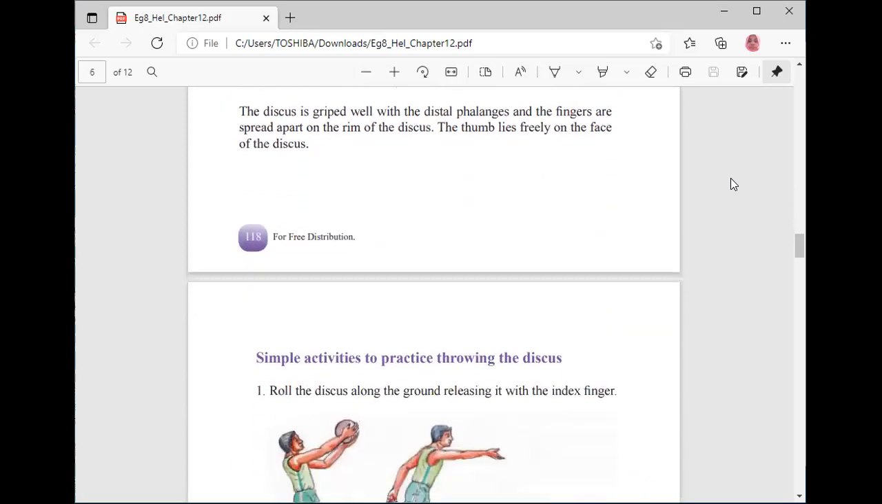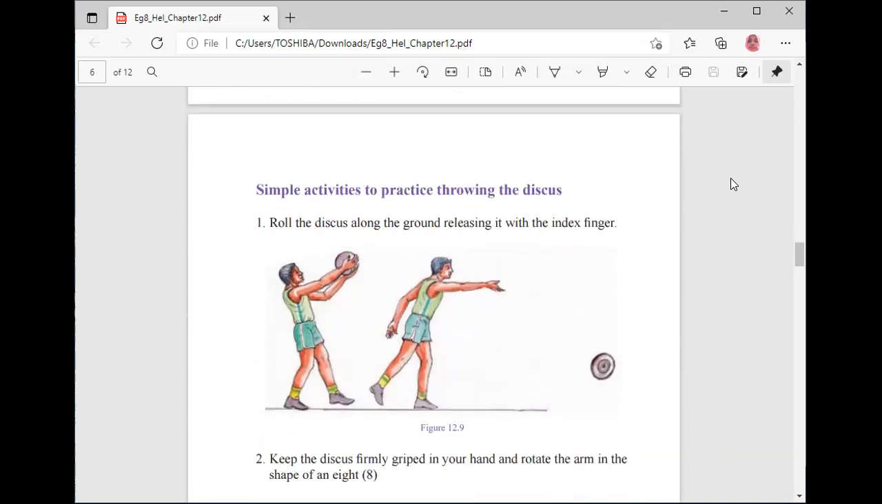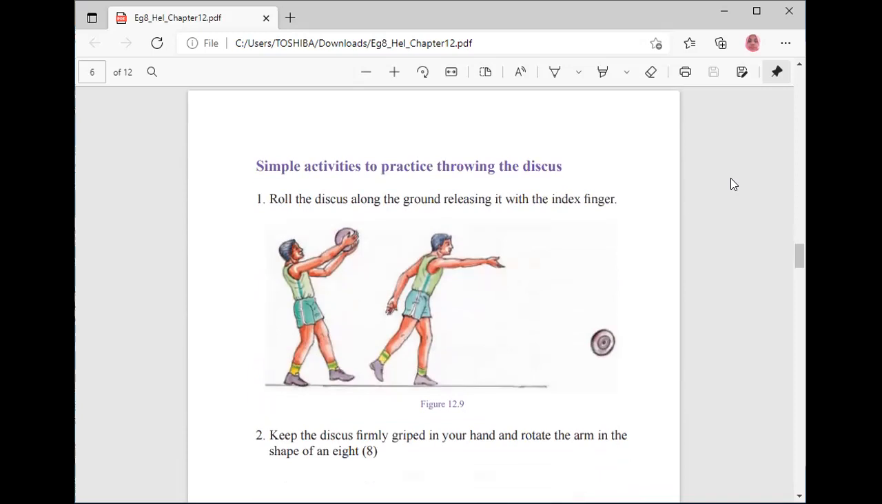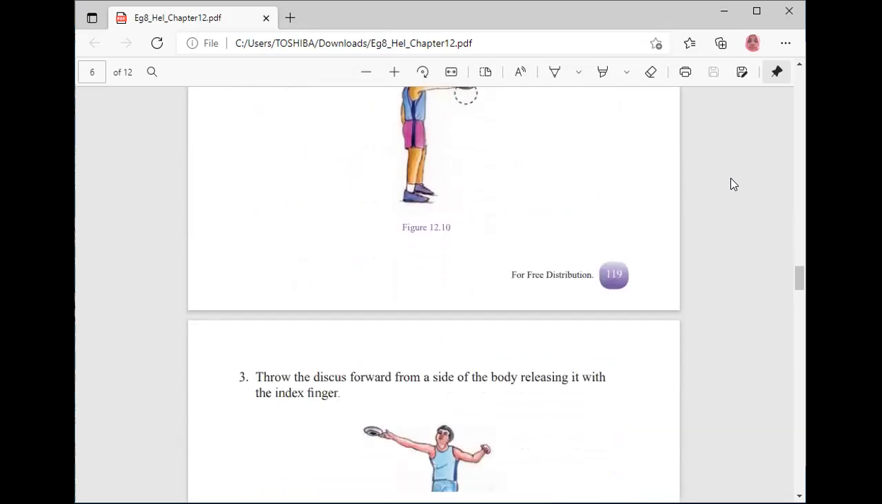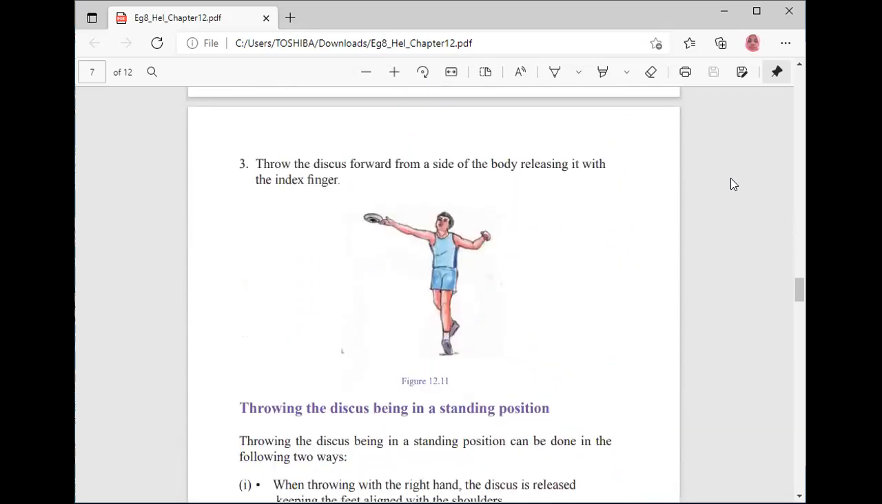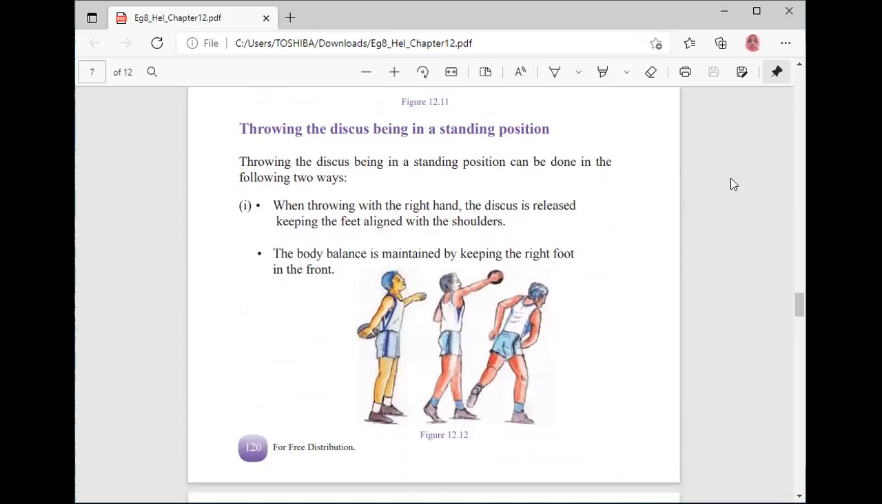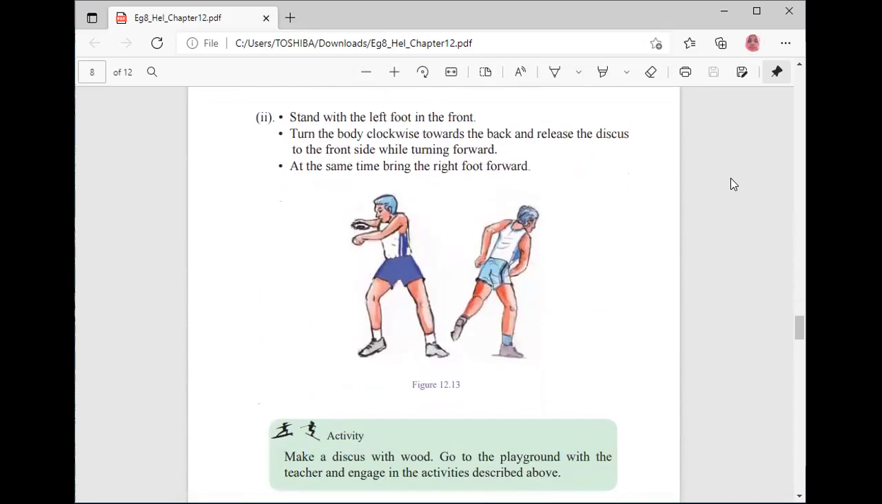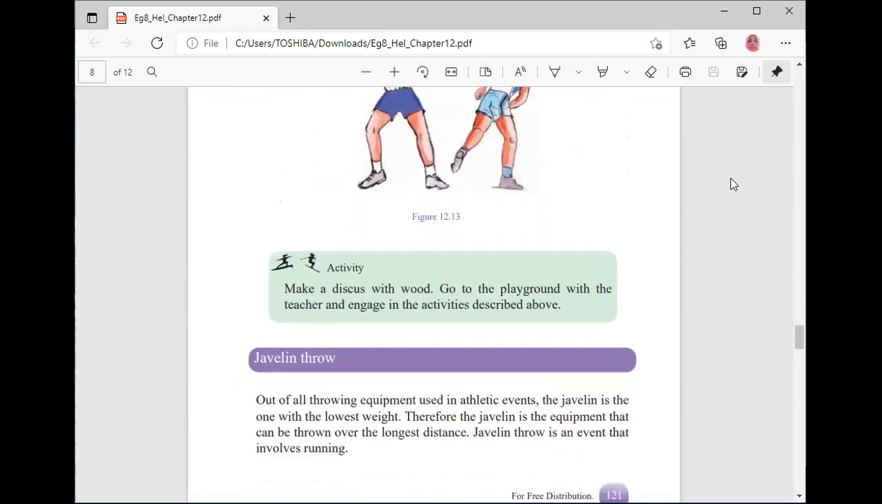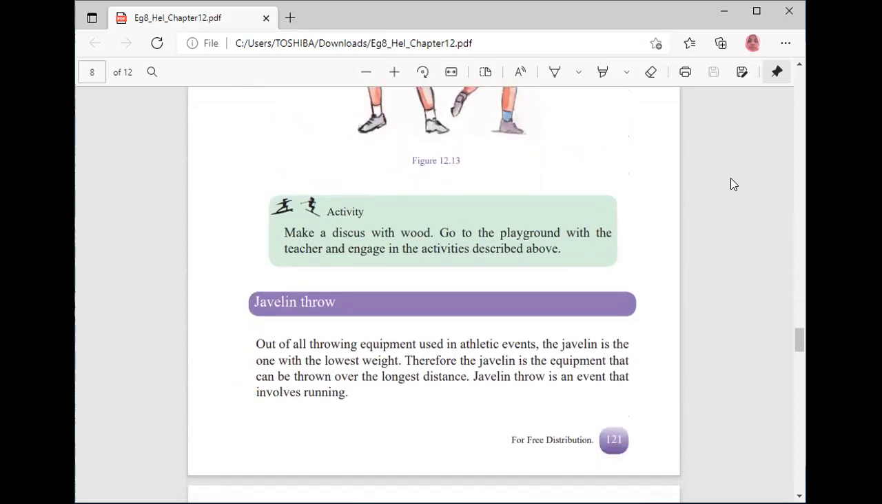Observe figure 12.8, children. And these are simple activities to practice throwing the discus. See how you should hold it, how you should throw it. These are the activities to practice discus throw.